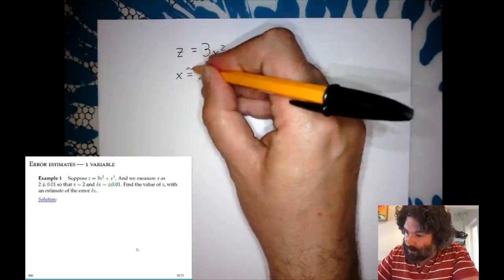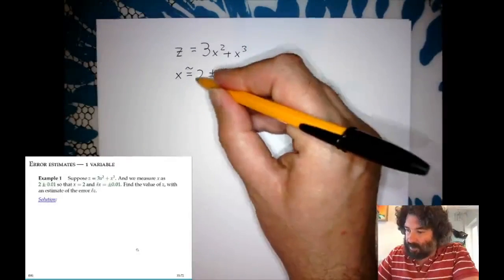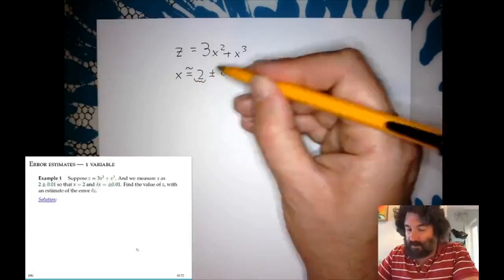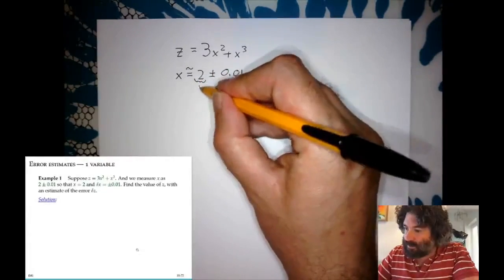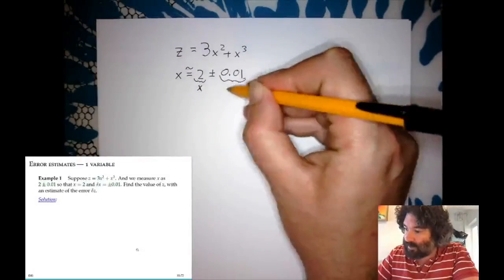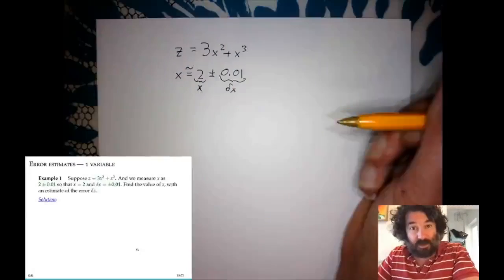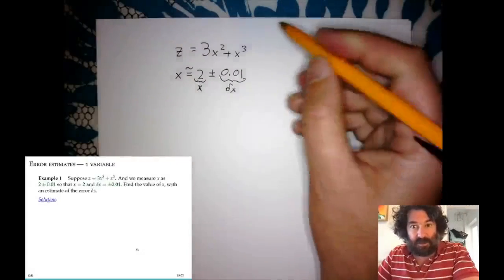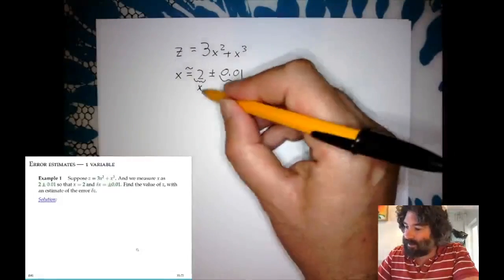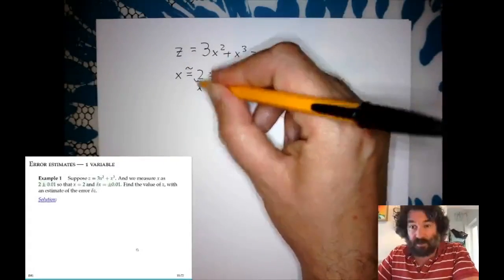I should maybe say x is approximately equal to this. There's some error here. We don't know what it is exactly. And I'm actually going to use the notation here. This part is x, the measured value, and this part is delta x, the error. They have some measured value plus or minus this error. And so we first of all calculate our estimate for what z is based on the measurement that we made.